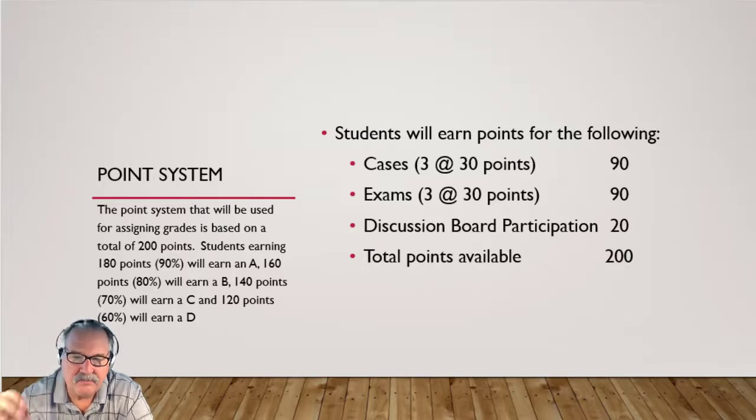The cases are increasingly more difficult, and I'll talk about that in a minute. So there are 3 cases, and then there are 3 versions of each case, and again we'll talk about that. There are 90 points available for the cases that you submit, 90 points available for the exams, and then there'll be some discussion board items that you will participate in that deal with different topics for taxes. If you earn 90% or 180 points, that will earn you an A. 160 points or 80% is a B, and so on in the grading scale. That's all in the syllabus.